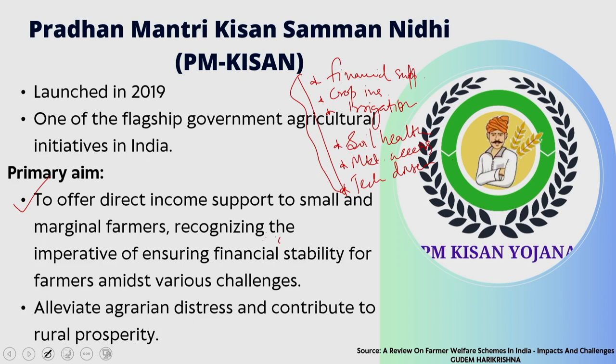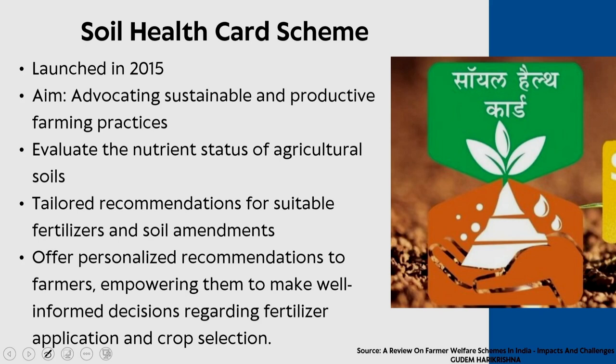The scheme's objective is to categorically supplement farmers' income, cater to the investment requirements, and also facilitate the adoption of modern agriculture practices devoid of financial burden. By furnishing a very stable income source, PM Kisan, or the Pradhan Mantri Kisan Samman Nidhi, endeavors to alleviate agrarian distress, as I've already mentioned, and contribute to rural prosperity. These are some of the key objectives. Another important scheme would be the soil health card.